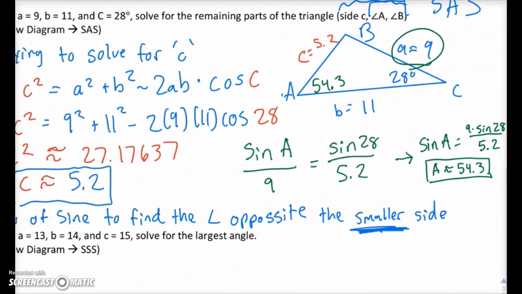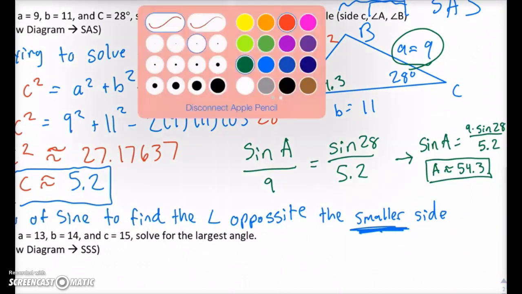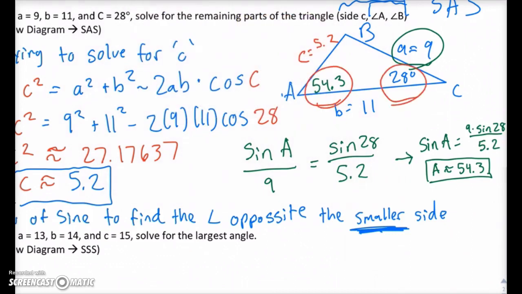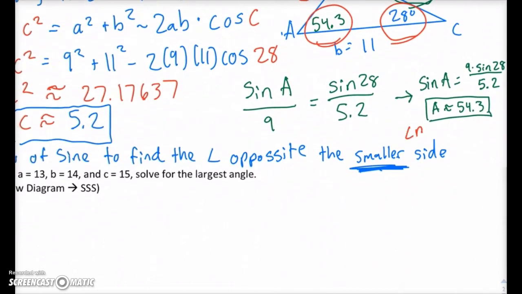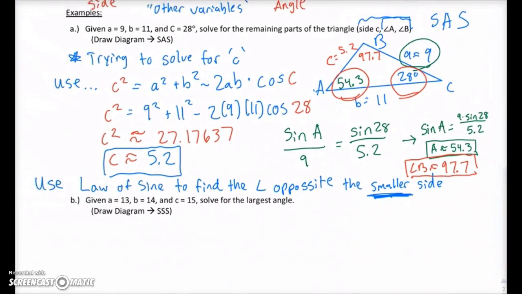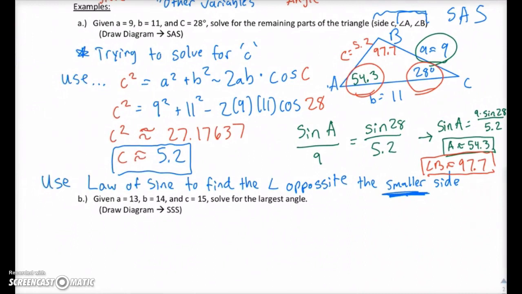So lastly, to find angle B, we just subtract the two angles from 180, and angle B should be about 97.7. Okay, 97.7. That is your first example there.